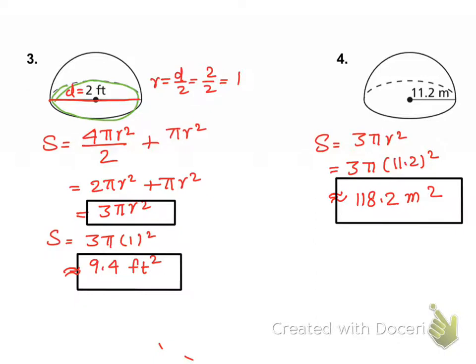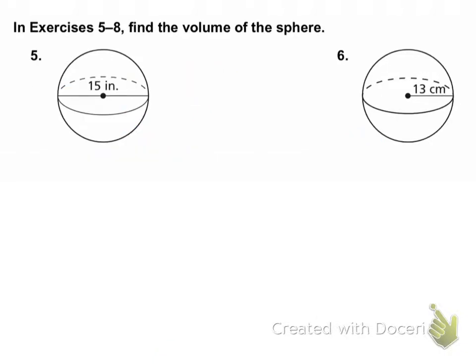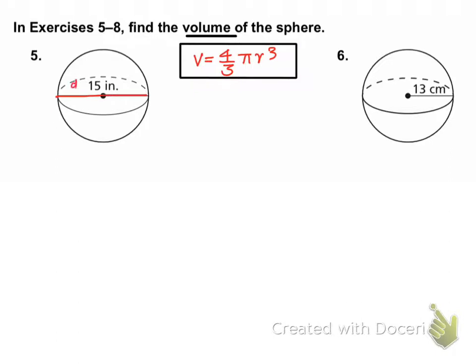Alright, so let's move to the next problem, 5. What you have to do here is find the volume. I told you the volume formula is V equals 4 over 3 pi r cubed. That's what you're supposed to use. You just need r. When I look at it, they gave us d here. I don't want d, I need r, so I have to find r first. In that case, r is d over 2. That's 15 over 2, that's 7.5.